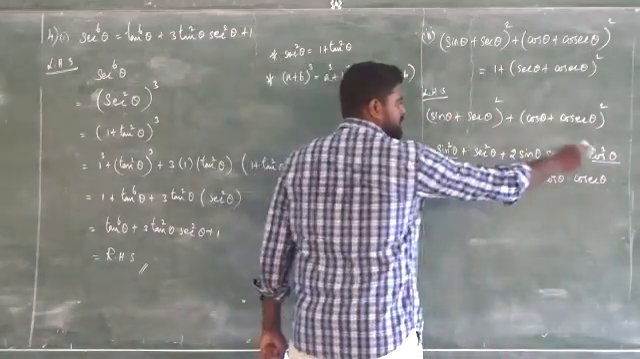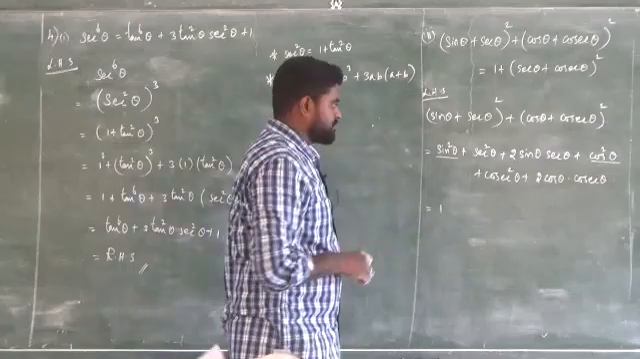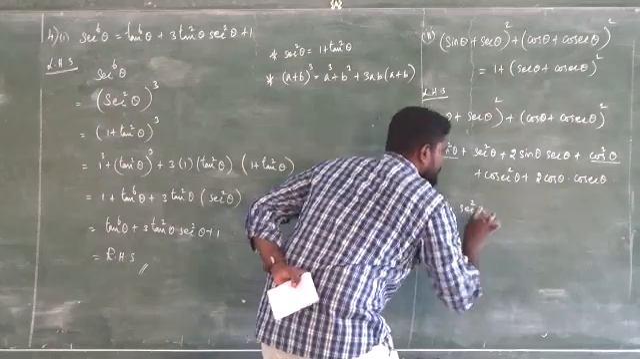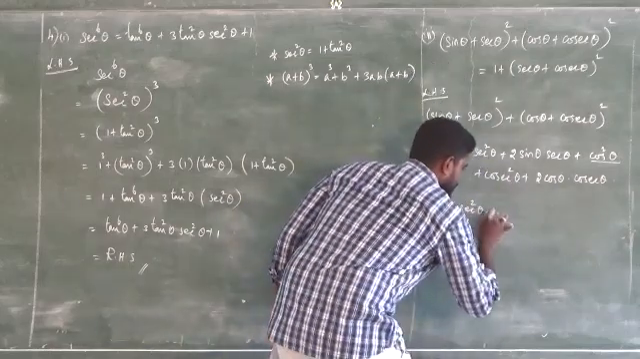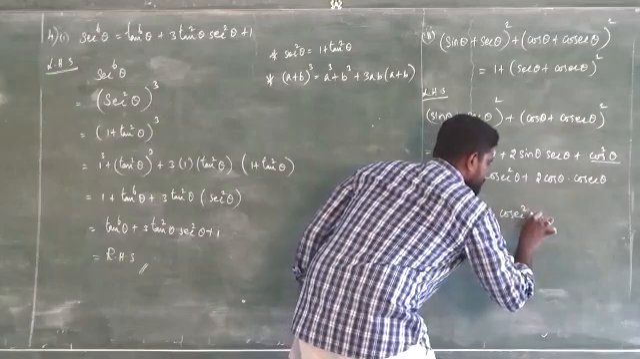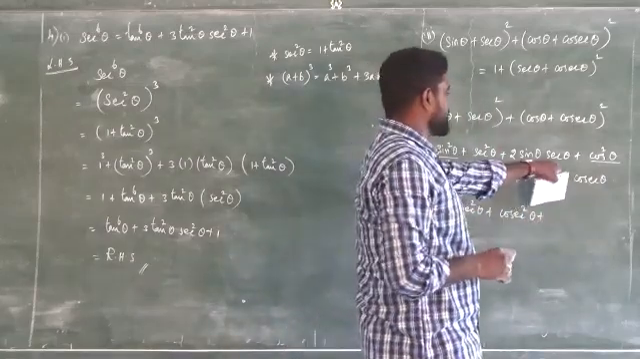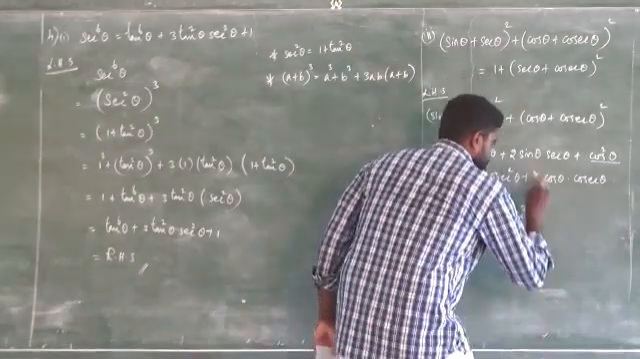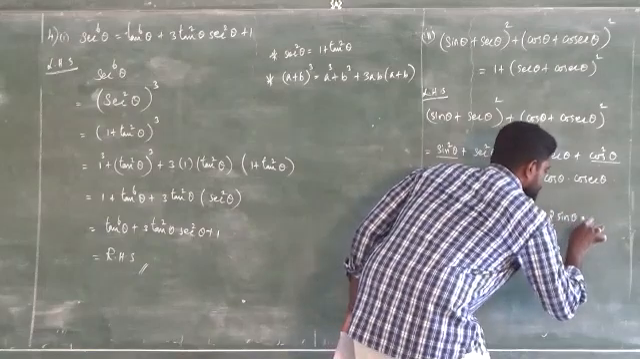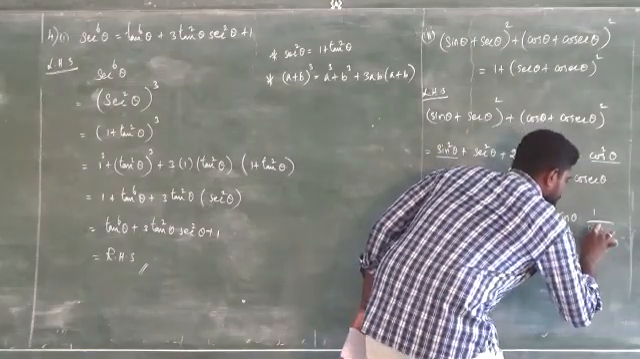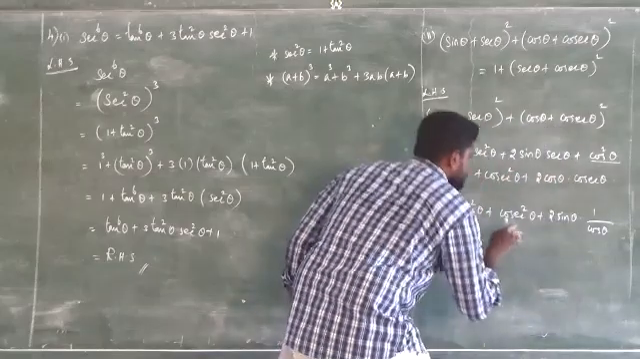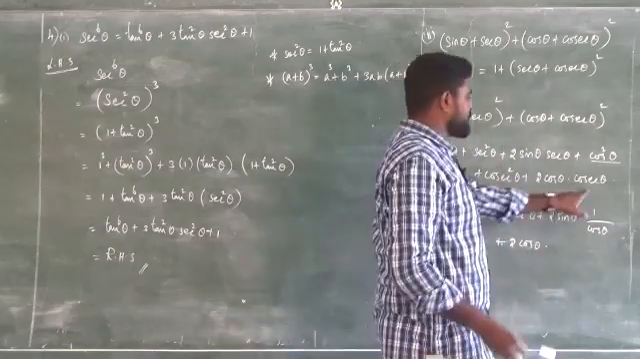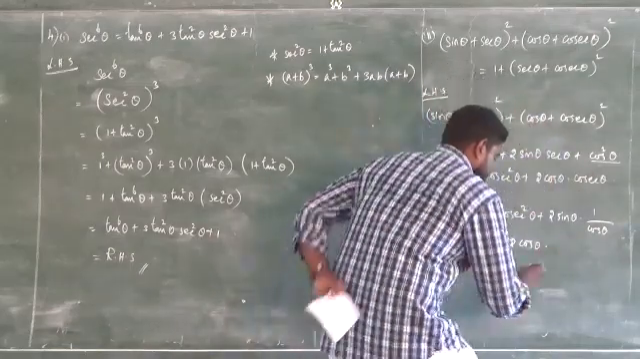So instead of sin square theta plus cos square theta, I am going to write 1 plus it is secant square theta, another one cosecant square theta plus 2 sin theta secant theta. We know that secant theta is 1 by cos theta. So instead of secant theta, I am going to write 1 by cos theta plus 2 cos theta into, instead of cosecant theta, we can write 1 by sin theta.